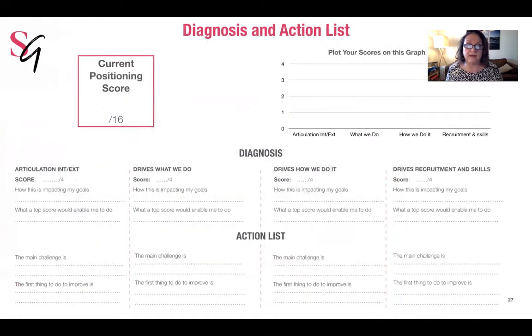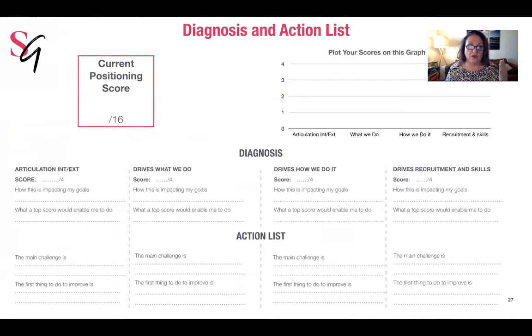So this is a diagnosis and action list. This is something you'll get from the downloads. I just wanted to show it to you and talk you through it. This gives you an opportunity to work through your articulation, internal and external, of your positioning. Where are you now, and how is it impacting your goals? At the moment, I'd give myself a what out of 4. What would a top score enable you to do? What's the main challenge and what's the first thing you can do to improve? So making a start on improving it and just getting that first action done.